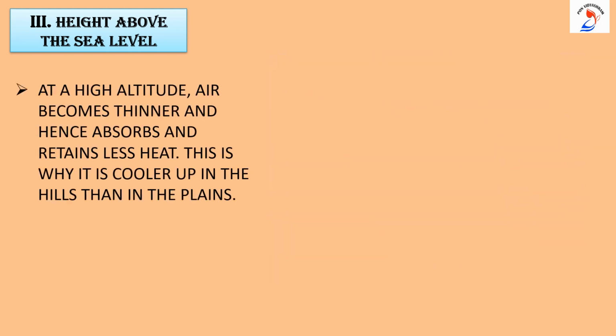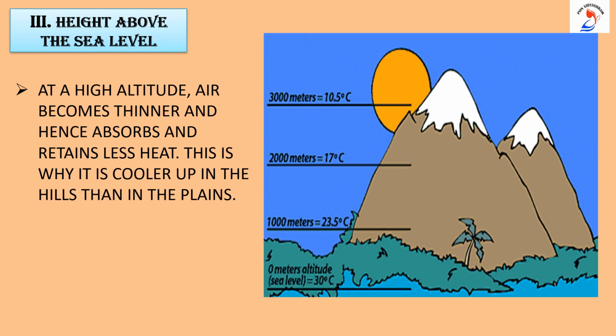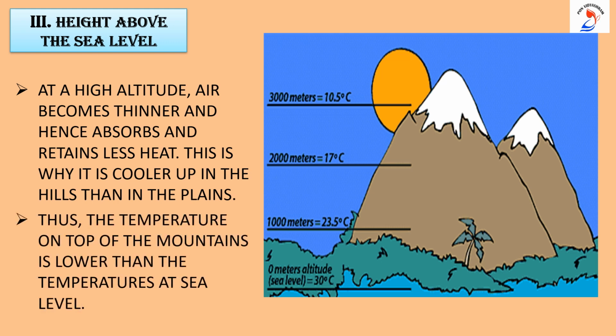At a high altitude, air becomes thinner and hence absorbs and retains less heat. This is why it is cooler up in the hills than in the plains. Thus, the temperature on top of the mountains is lower than the temperatures at sea level. And that is why, children, most of the mountain peaks are covered with ice in winter, and hill stations are cold even in summer.